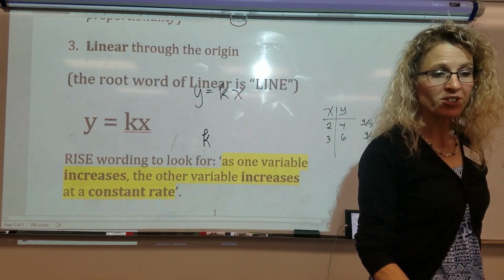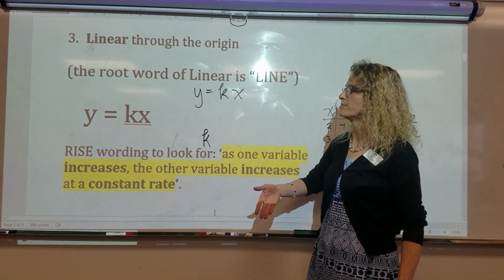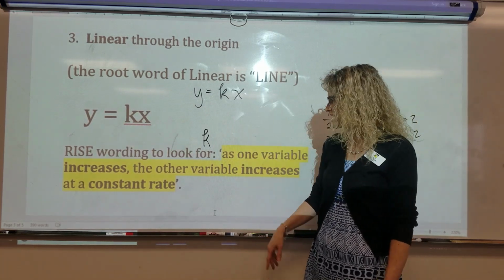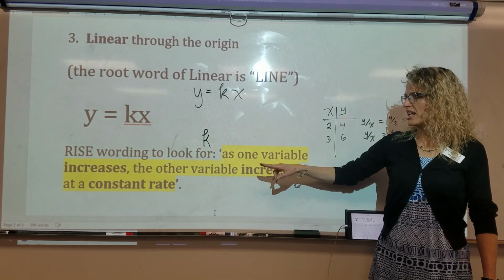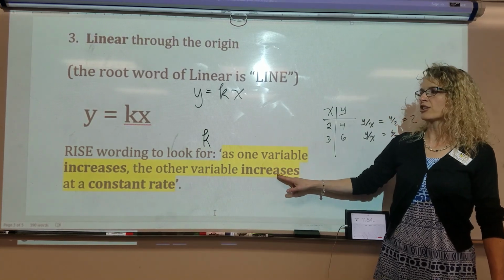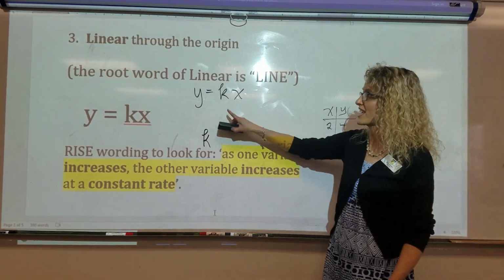The root word of linear is line. So if you forget what the word linear means, it's just a line, it's straight. We talked about y equals kx. You're going to see on the RISE test words like this: as one variable increases, the other variable increases at a constant rate. Constant rate, that's your slope, right? That's the K, that's the slope.